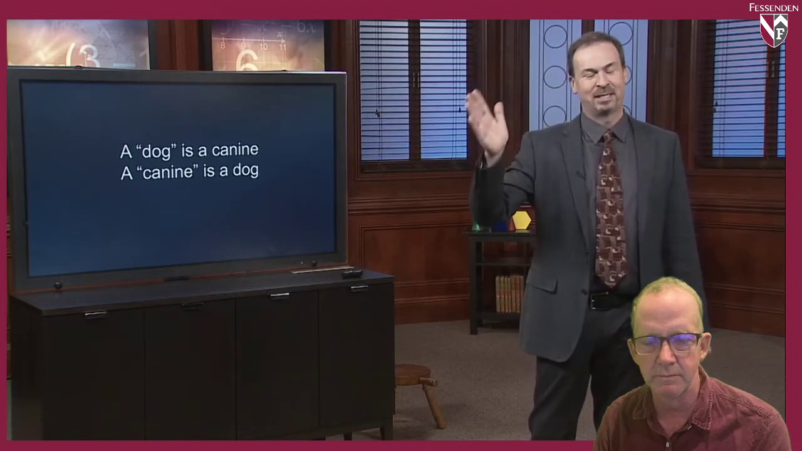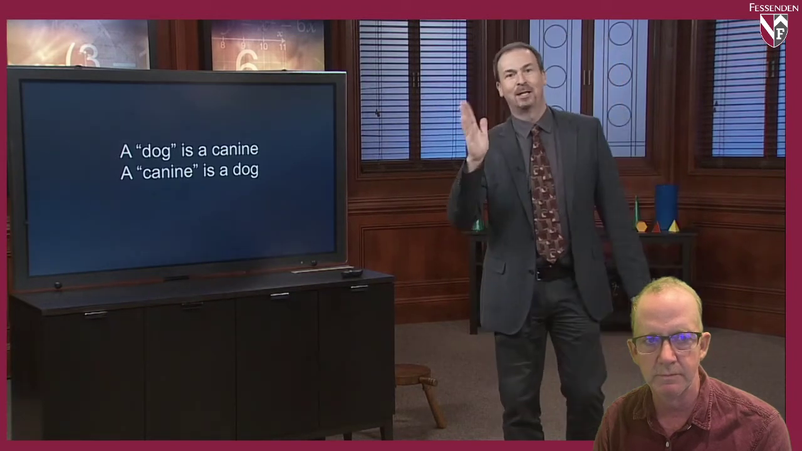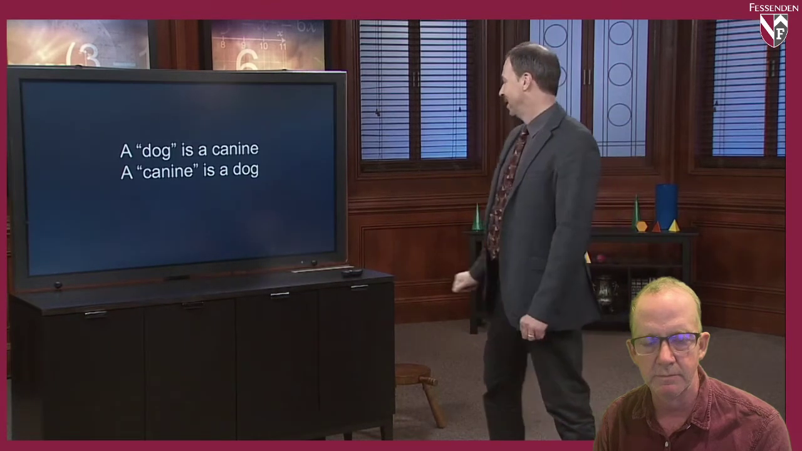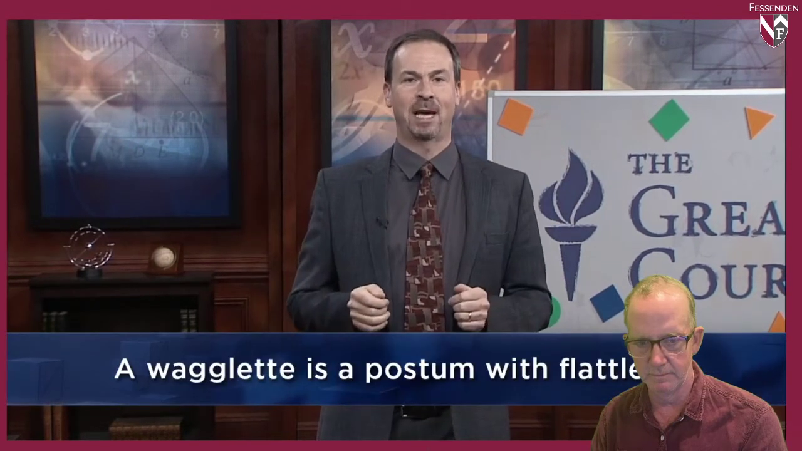So let me give you an example that's extremely silly, but I want to make the point that circular reasoning is a serious, serious problem. Suppose I told you that a waglet is a possum with flattles. You have no idea what I'm talking about. It's nonsense. So you looked up waglet and you said it's a possum with flattles.